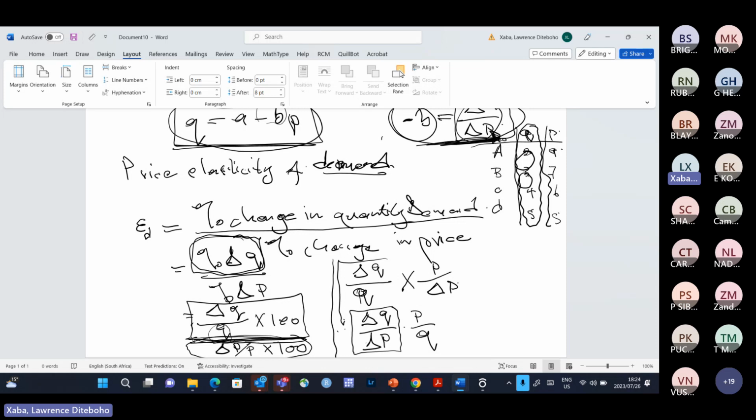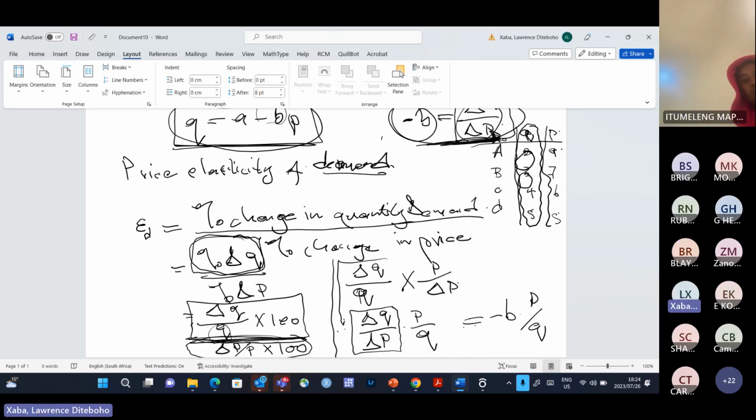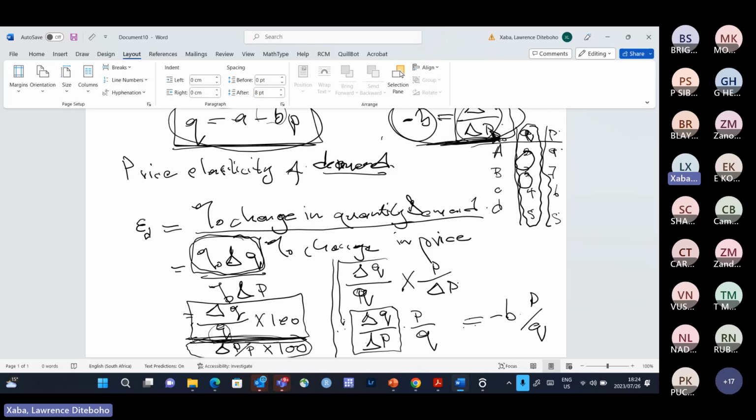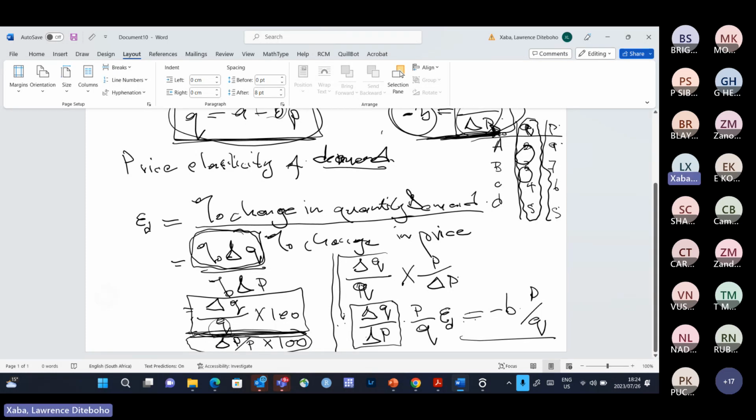So that means we are going to have equals negative B times P divided by Q. This formula represents price elasticity of demand, which is E subscript D. So our formula there is negative B times P divided by Q. Questions?